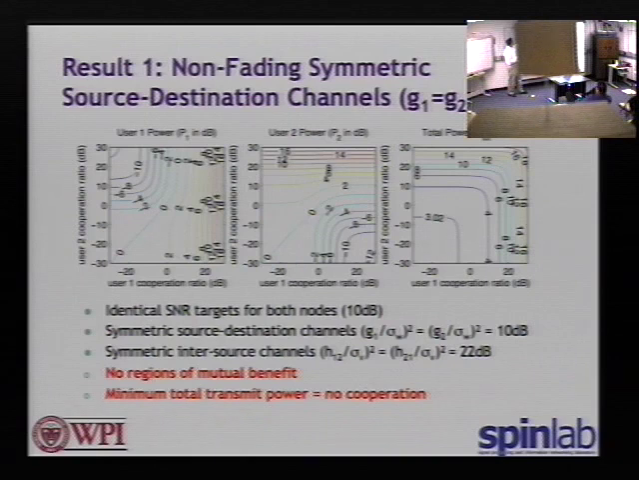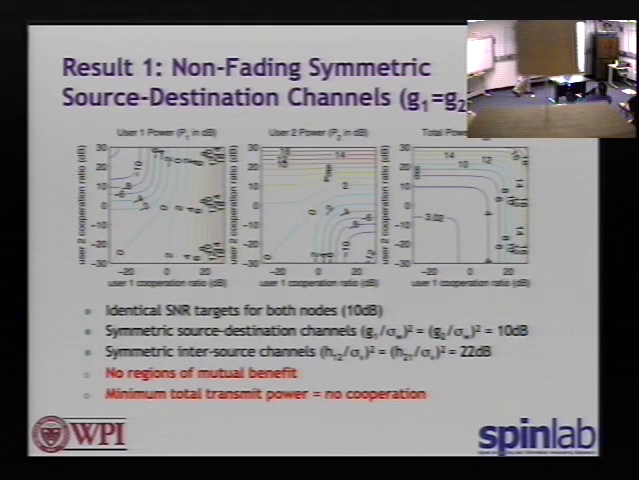As source 2 cooperates more and more, as he increases his cooperation ratio for a fixed source 1 cooperation ratio, the amount of power source 1 needs decreases, right? As you cooperate more with me, I don't have to put as much power into the channel. And the same thing is true, this is source 2 power now, as source 1 cooperates, it's symmetric. As source 1 cooperates, source 2 needs less power. By the same token, as source 1 cooperates for a fixed amount of cooperation from source 2, he expends more and more power because he has to cooperate more and more.